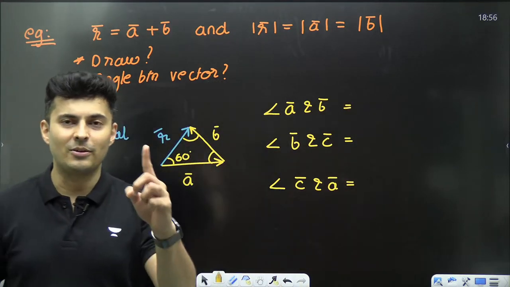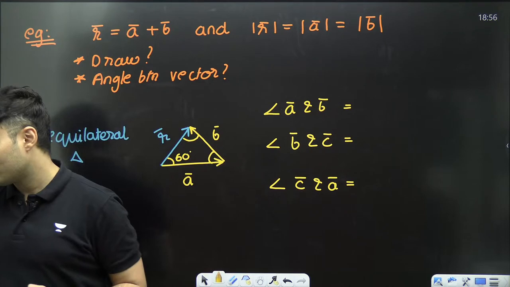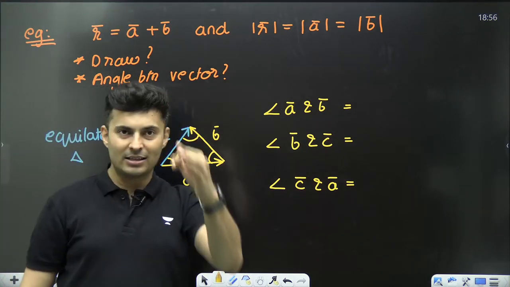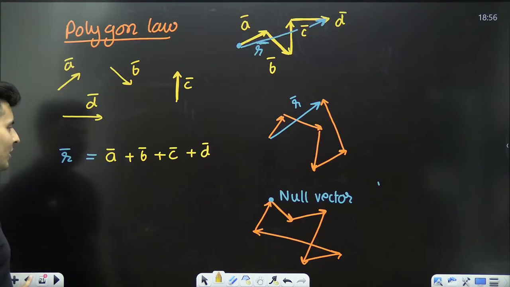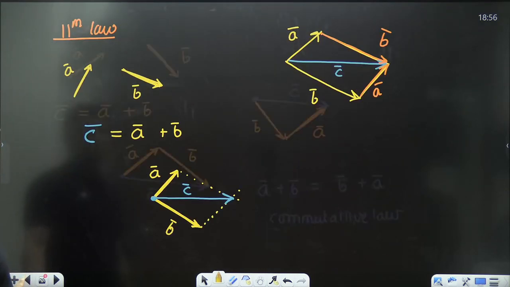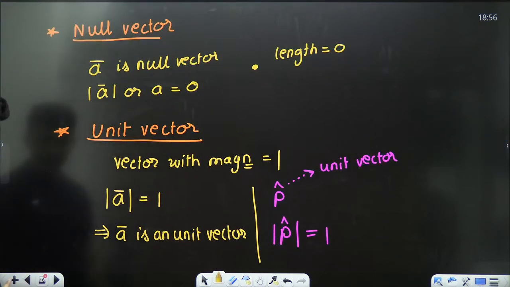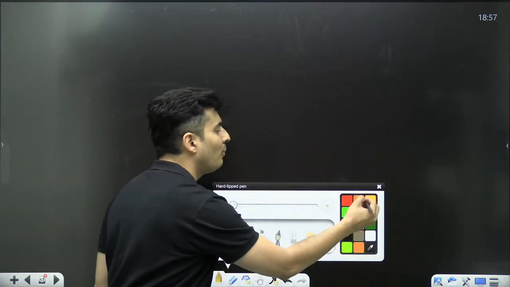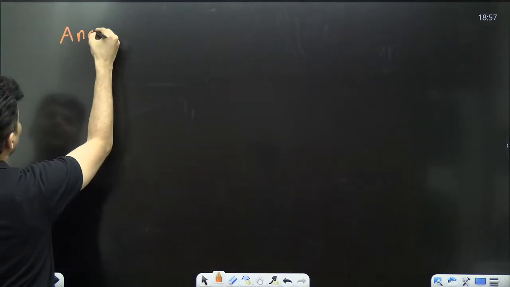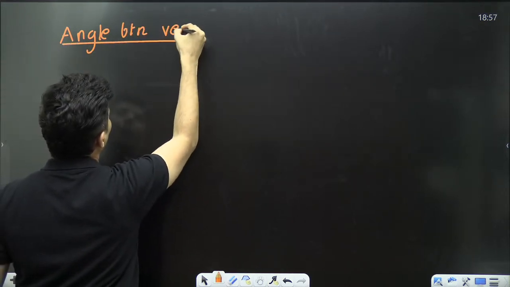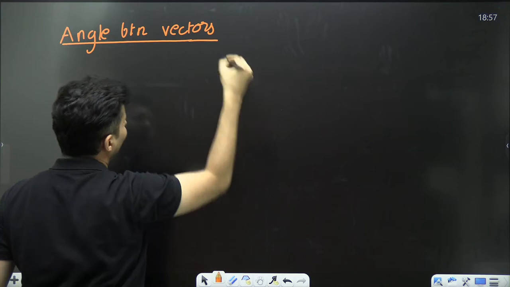But that is not the answer, my dear warriors. Yes, you can expect such questions in NEET. You open the NEET paper, you will be surprised to see the kind of questions that is asked. So, going back over here, I will tell you one important property of vector. That is angle between vectors.